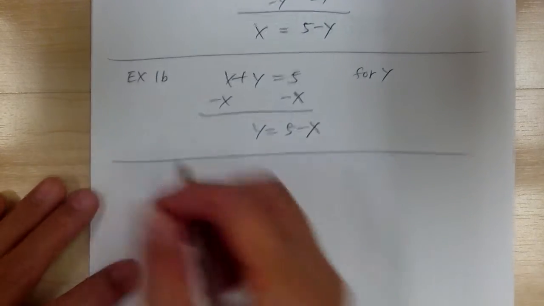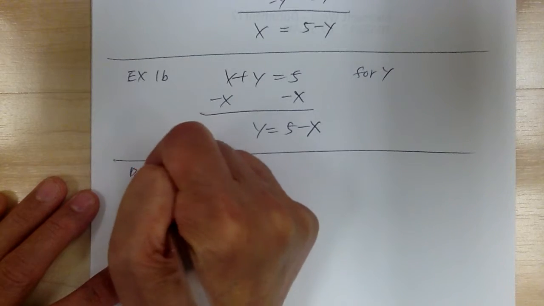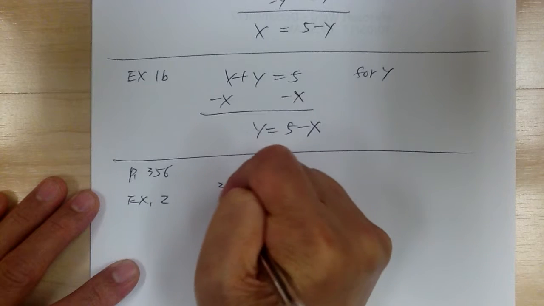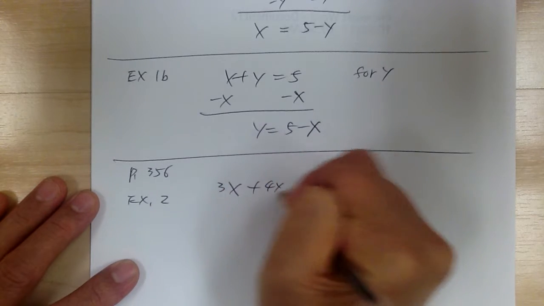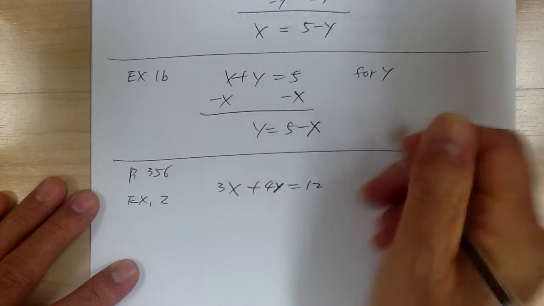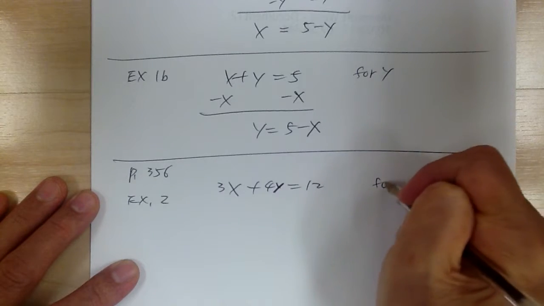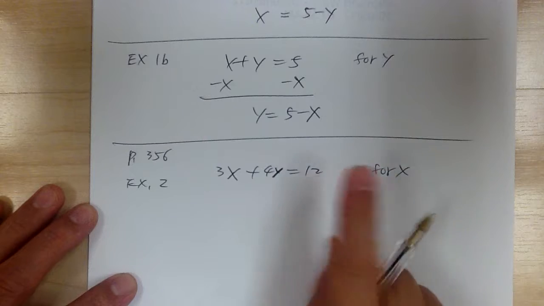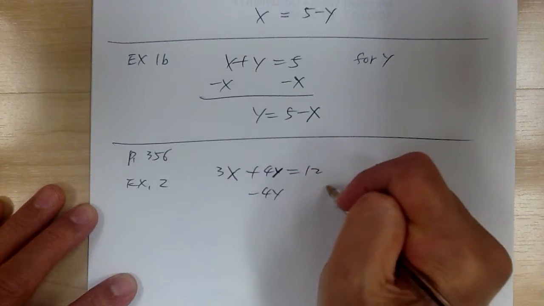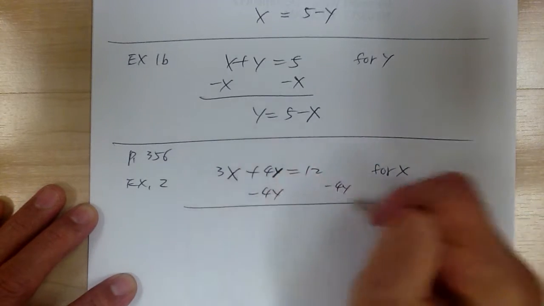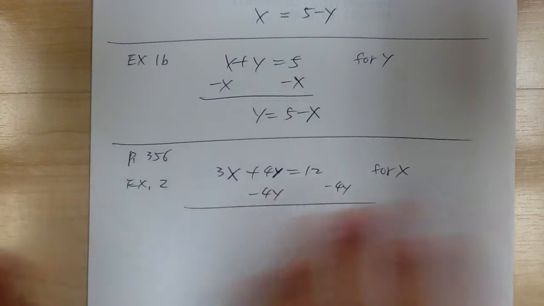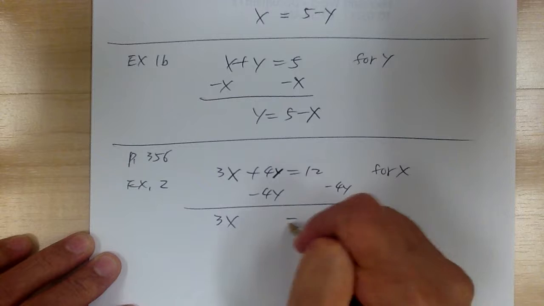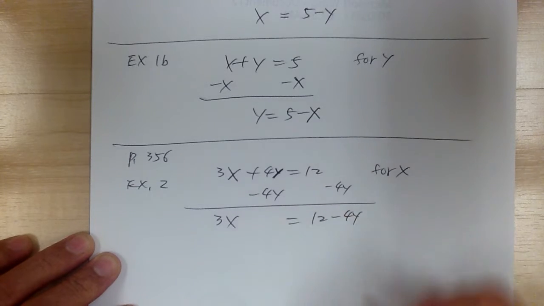So let's go to example 2. You have 3x plus 4y equal to 12, and you're solving for x. So again, when you're solving for x, means you have to get rid of all the other stuff. So minus 4y, minus 4y. So first get rid of that. So you kind of get rid of the stuff further away and you work your way in. So you got 3x equal to 12 minus 4y.